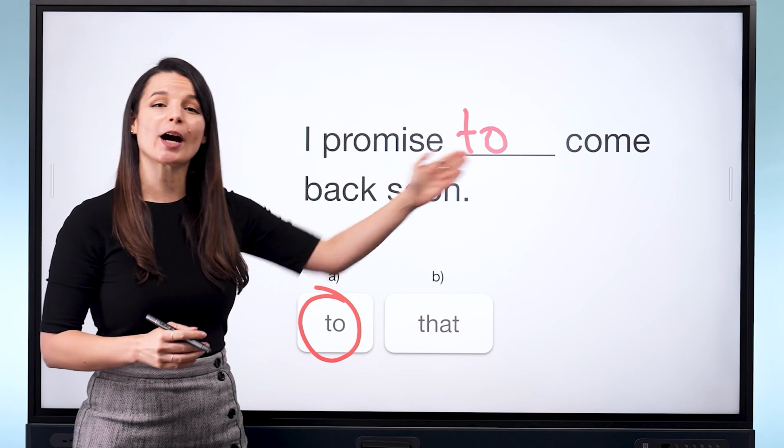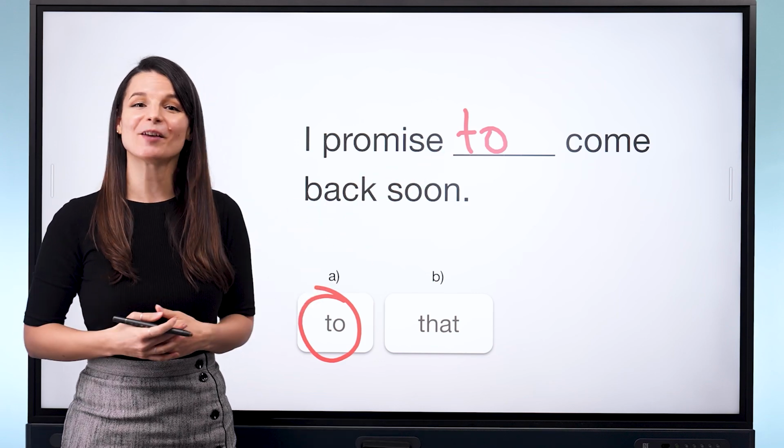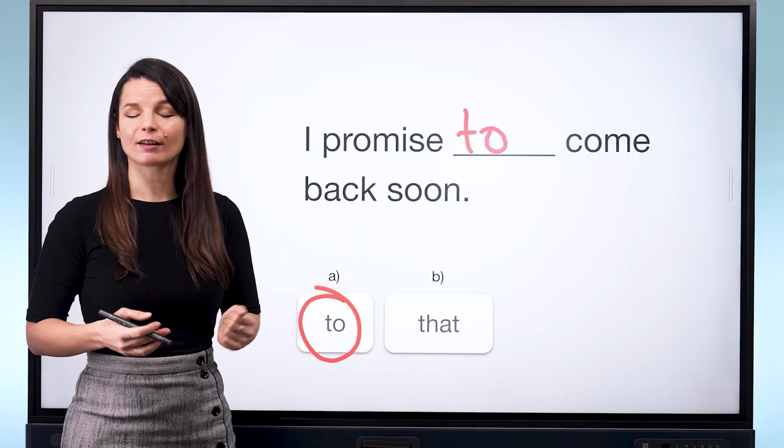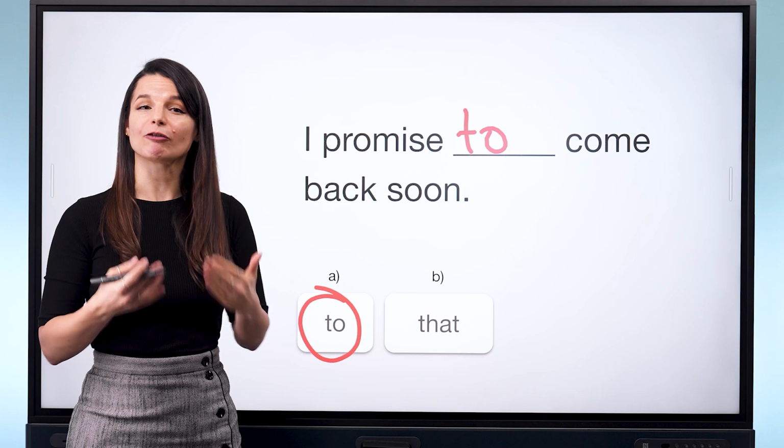I promise to come back soon. To come back soon is an infinitive verb phrase. Without will, we can't make a future simple phrase.